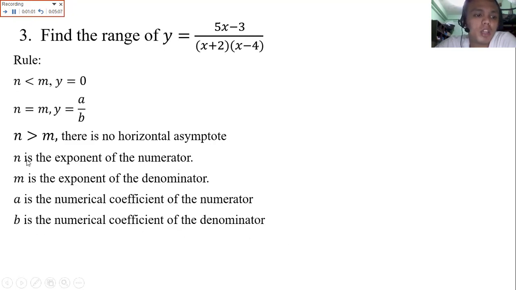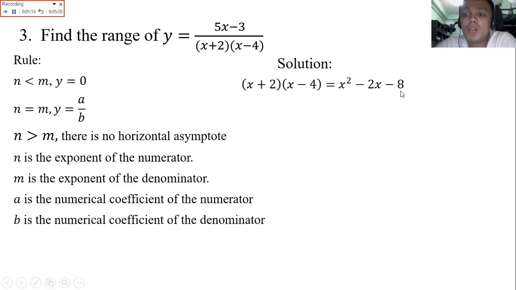Now, para makuha natin yung n, m, a, and b, simplify muna natin to. To, x plus 2 times x minus 4 using the FOIL method. We have x squared minus 2x minus 8. Shortcut ko na. If you want to recall about FOIL method, paki-search na lang doon sa mga links meron doon. Now, nakuha na natin denominator: x squared minus 2x minus 8.